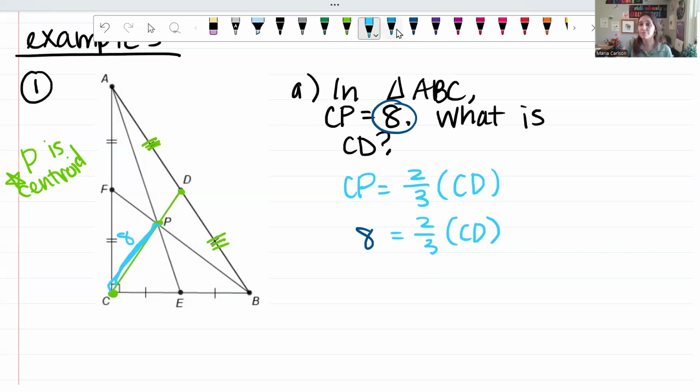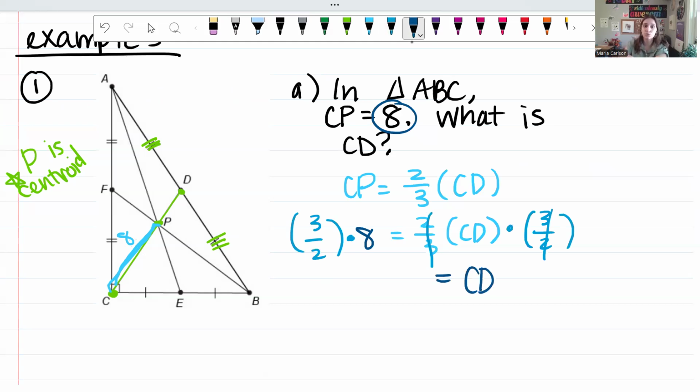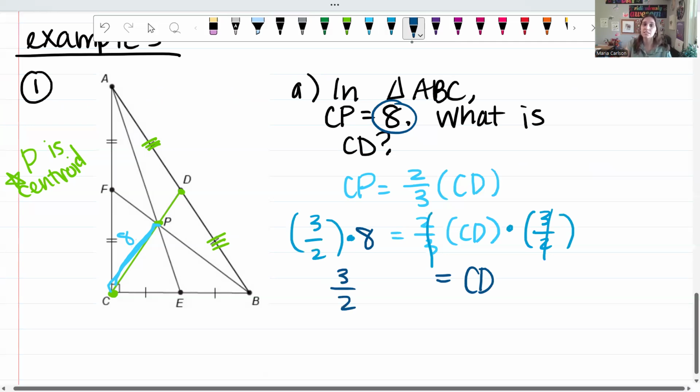The easiest and most straightforward way to figure out what CD is, you could multiply both sides by 3 and then divide by 2, but that's really the process of taking both sides and multiplying it by 3 over 2. So I'm going to multiply both sides by 3 over 2. That way, on the right-hand side, the 2/3 and the 3 over 2 will cancel, and we'll have just CD is equal to whatever 3 over 2 times 8 is, and that's really 8 over 1.